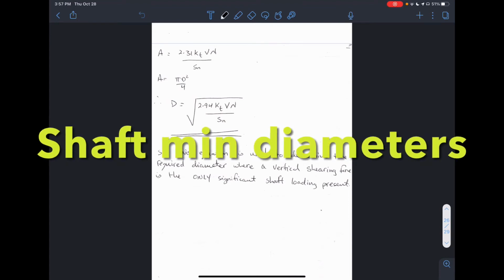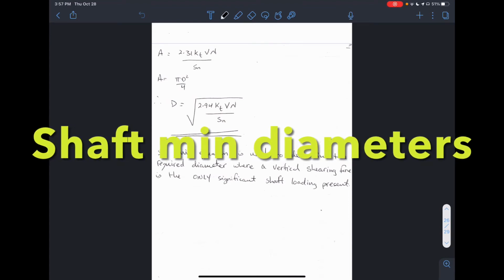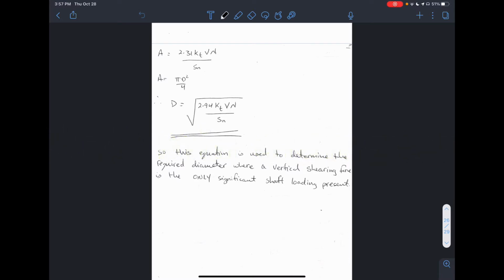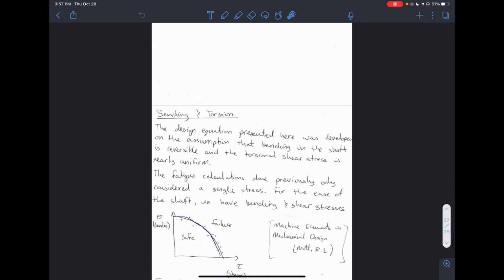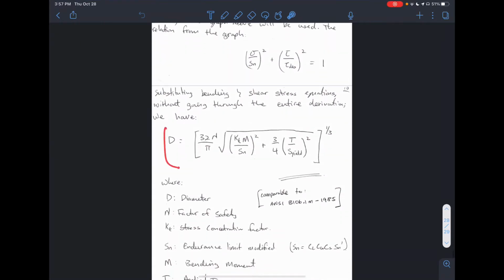So we're looking at obtaining the minimum diameters along the length of the shaft. Right, so we'll be using these equations for that. This one is for if you have a shear force alone, and then this equation here is for if we have a bending moment or a torque or both. We calculated these bending moments. We have calculated this torque.